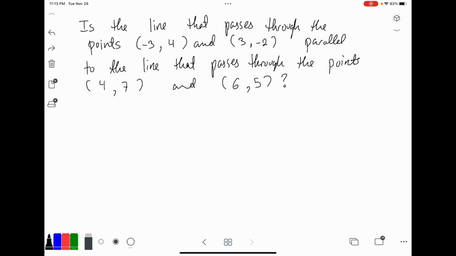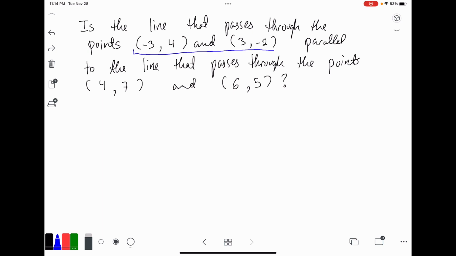Is the line that passes through the points (-3, 4) and (3, -2) parallel to the line that passes through the points (4, 7) and (6, 5)? Well, really, all you have to do here is figure out, do these lines have the same slope? So let's figure that out.